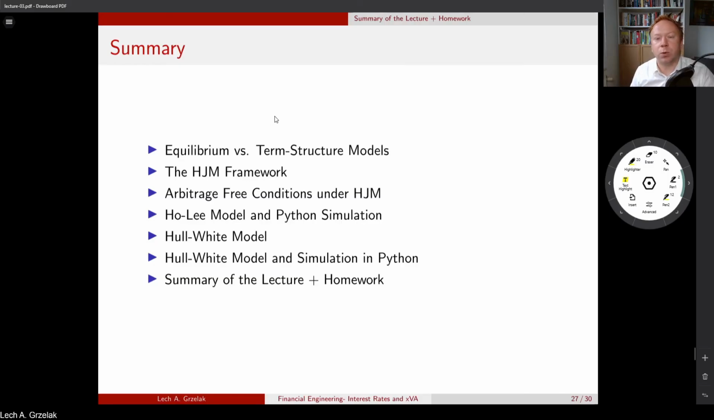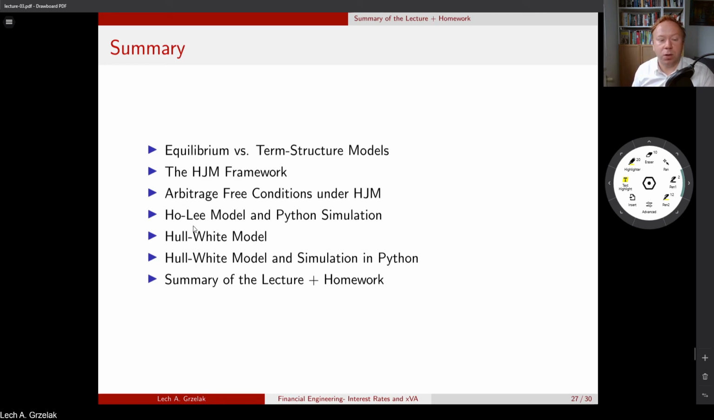Now is the time to summarize what we have learned in today's lecture. This lecture consists of 2 blocks. In the first block, we covered 3 important topics. We discussed equilibrium models and term structure models. The most important takeaway here is whether the yield curve is an input or an output. And then we talked about the HJM model assumptions. This is a very important framework for modeling of interest rates. I hope that now it's clear to you what specifications you have to think of if you think about arbitrage-free conditions in the interest rate world. And this is also the topic which was covered here.